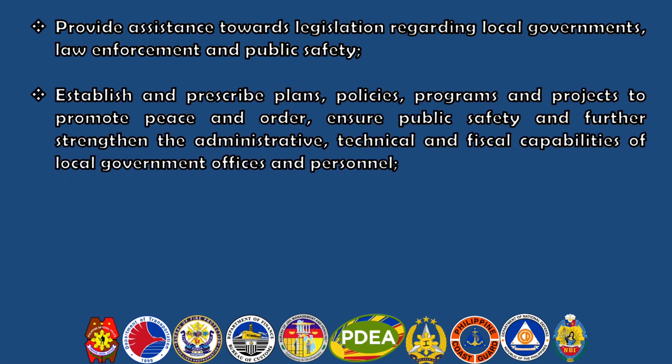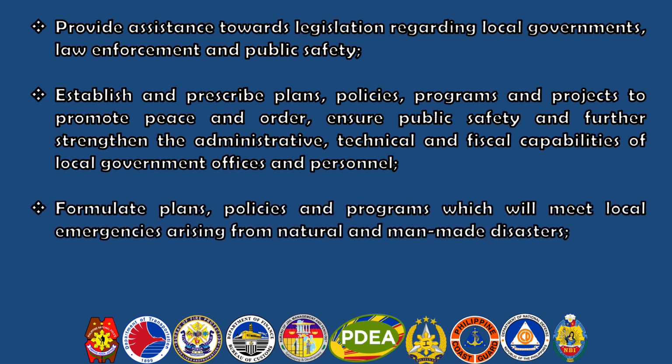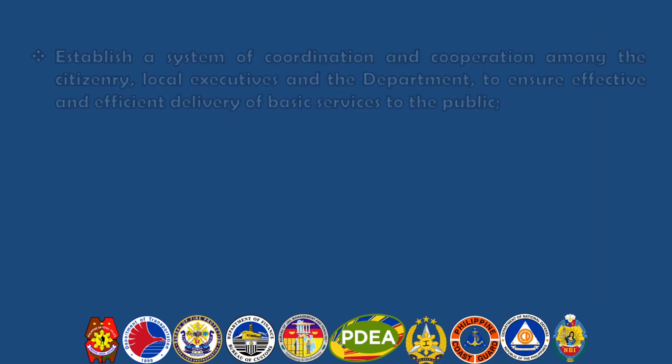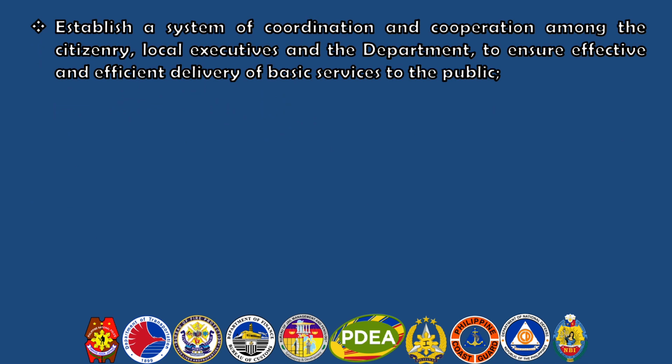Establish and prescribe plans, policies, programs, and projects to promote peace and order, ensure public safety, and further strengthen the administrative, technical, and fiscal capabilities of local government offices and personnel. Formulate plans and policies which will meet local emergencies arising from natural and man-made disasters. Establish a system of coordination and cooperation among the citizenry, local executives, and the department to ensure effective and efficient delivery of basic services to the public.